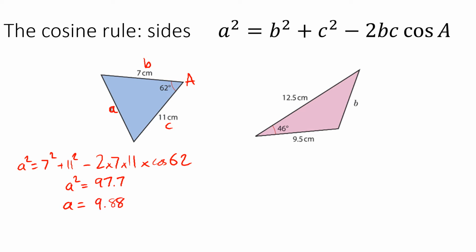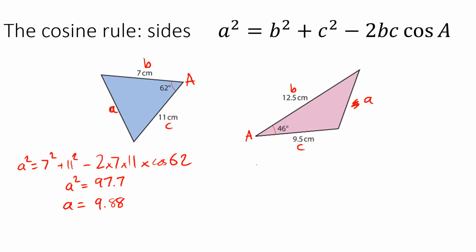Same thing for the second one. I would try and get in the habit of scribbling out whatever letter they give things and saying the side you're trying to find is always A, because then the formula will make more sense. If you call that B, then you have to relabel everything and the formula doesn't work anymore. So the side we're trying to find is A, that's our B, that's our C, that's our angle A.